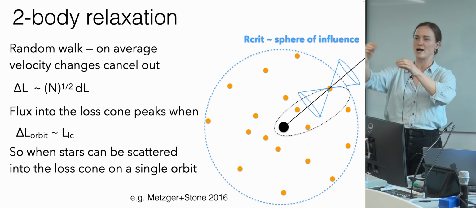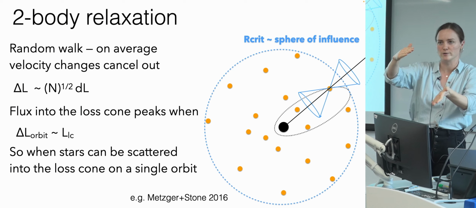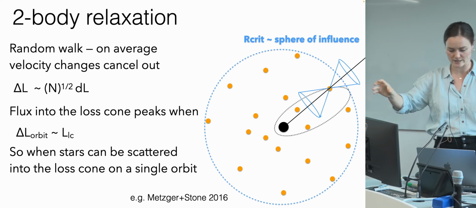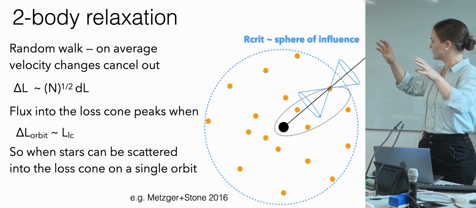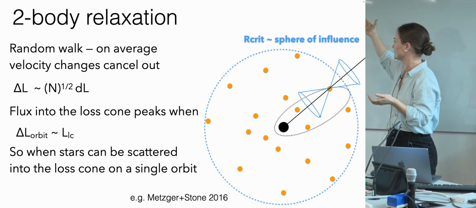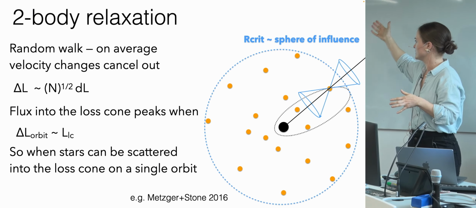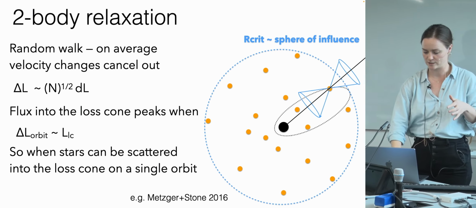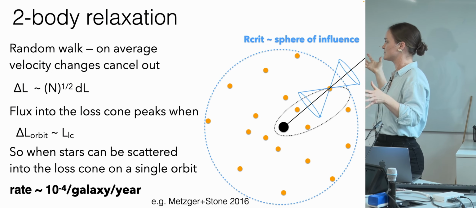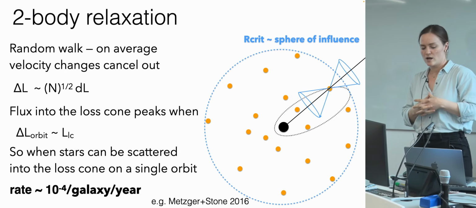So you're at this boundary between where you're able to put more stars into your loss cone, but you still have a lot of stars in that part of the galaxy. And so, very luckily for just remembering, it ends up being around the sphere of influence for the black hole masses in question. And you can estimate the rate. It ends up being about 10 to the minus 4 per galaxy per year.